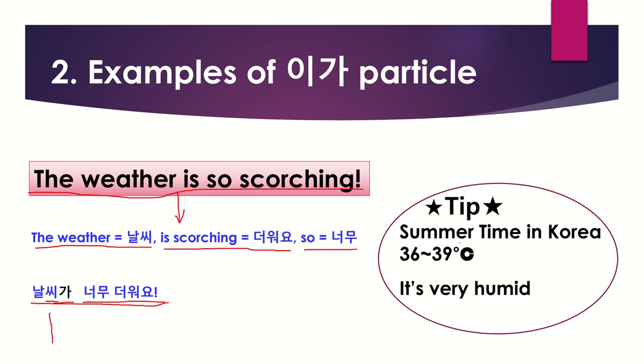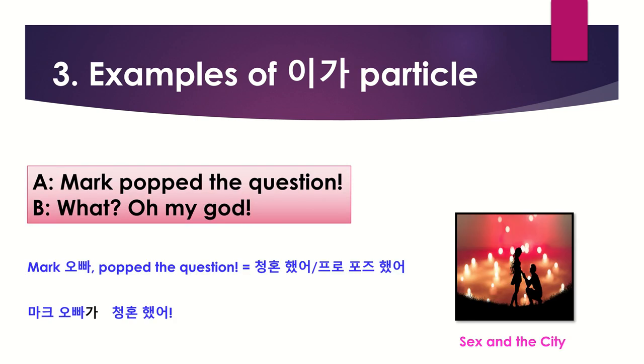And I give you a tip. In Korea, summertime is really hot. Very scorching. Okay? The average climate is 36, 39 degrees Celsius. It's very humid in summertime. Okay? Very hot. Alright?